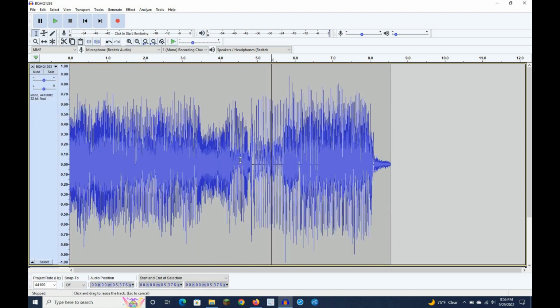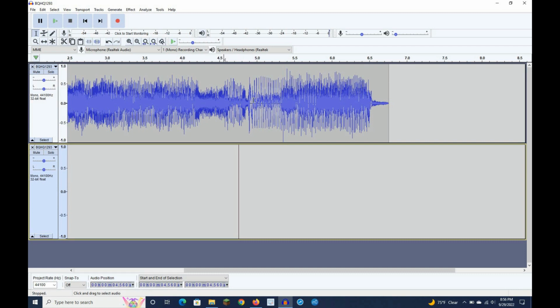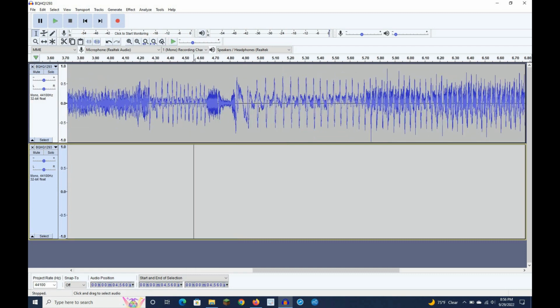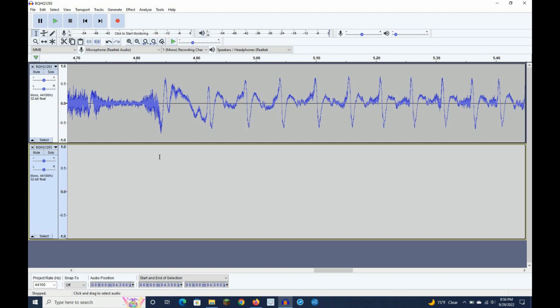Go back to the waveform here. And you can see right here at the beginning, the waves are a lot slower than at the end, and the pitch of a note is determined by the rate of the waves. So let's try and calculate this pitch here.